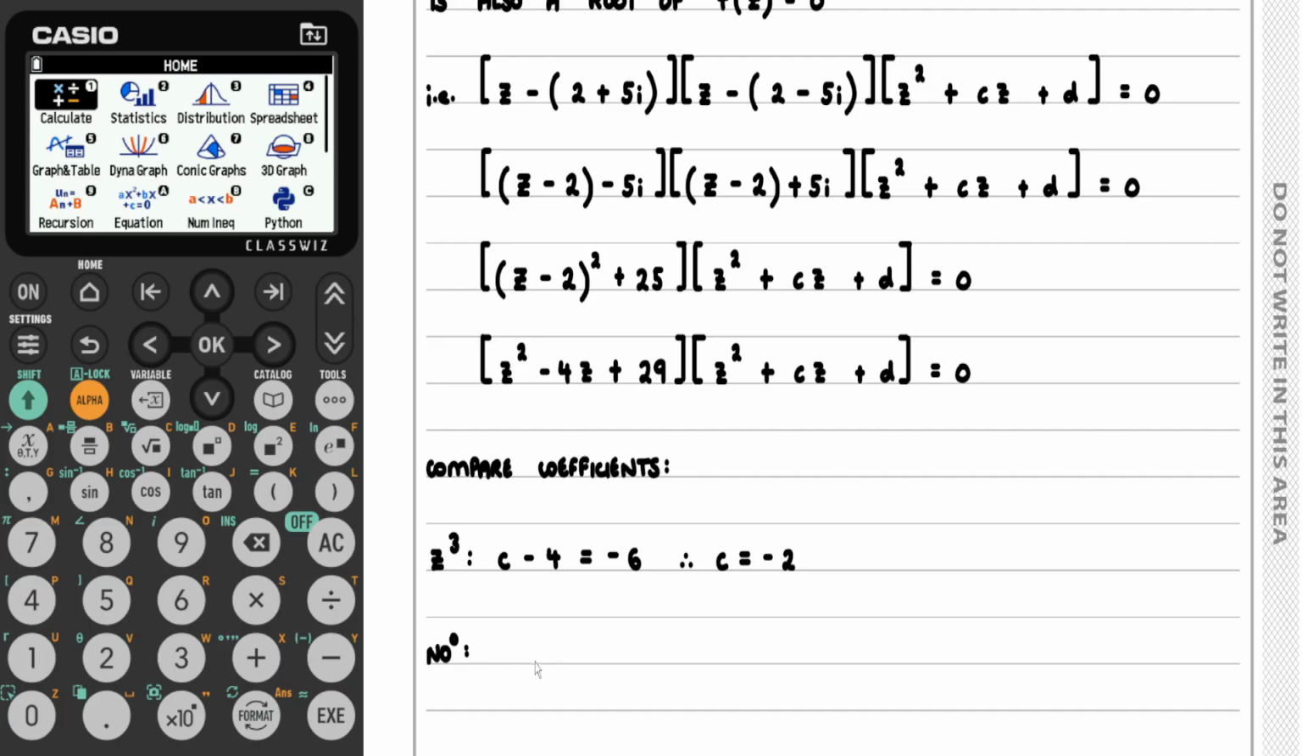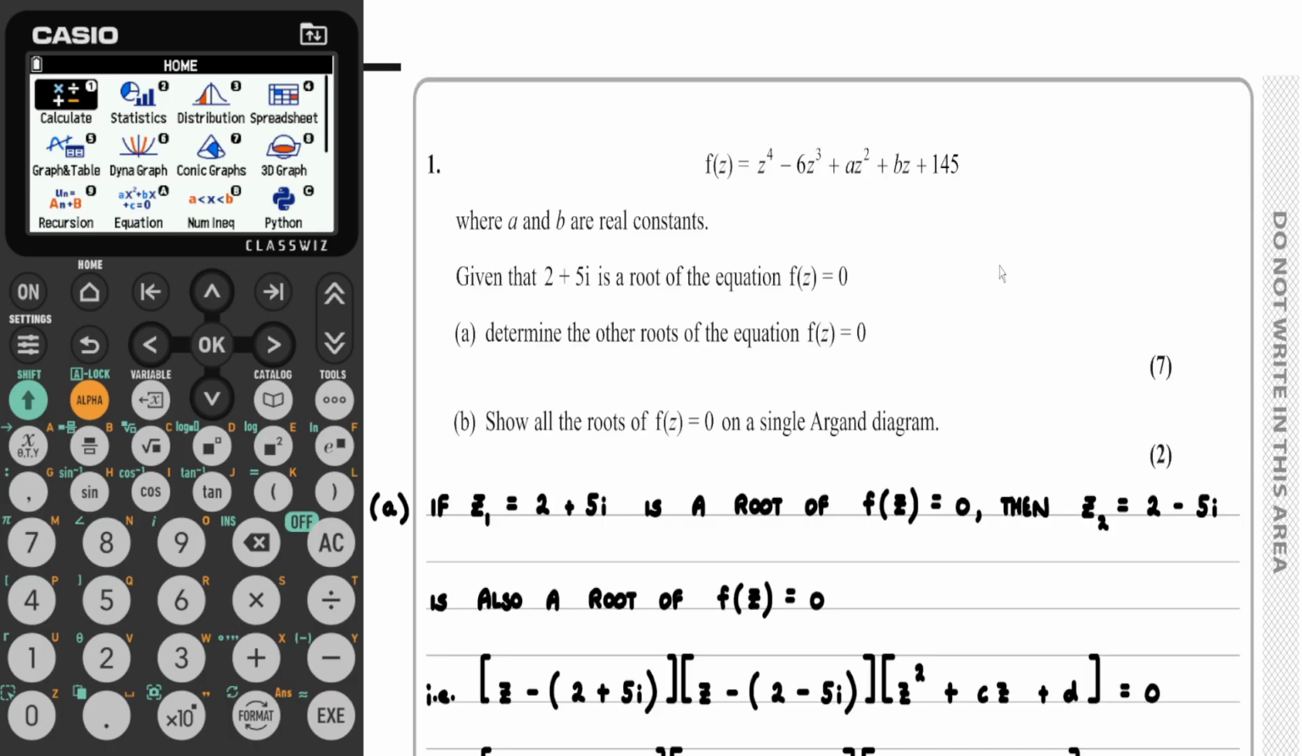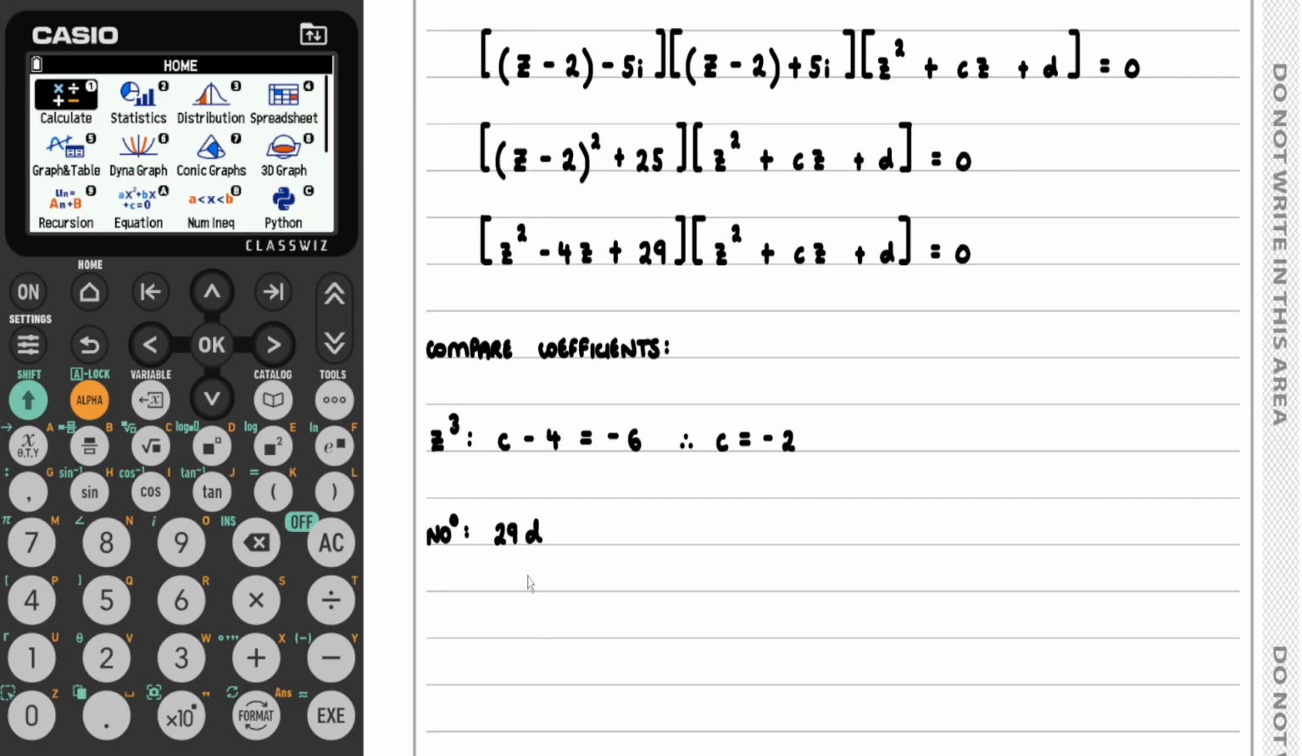Let's now take a look at the numbers. For the numbers, we multiply 29 by d, and you can see here we've got 145. So we set this equal to 145, meaning d is equal to 5. And therefore, we can rewrite the result here. We can rewrite it as z squared subtract 4z plus 29 multiplied by z squared subtract 2z plus 5. And of course, it's equal to 0.